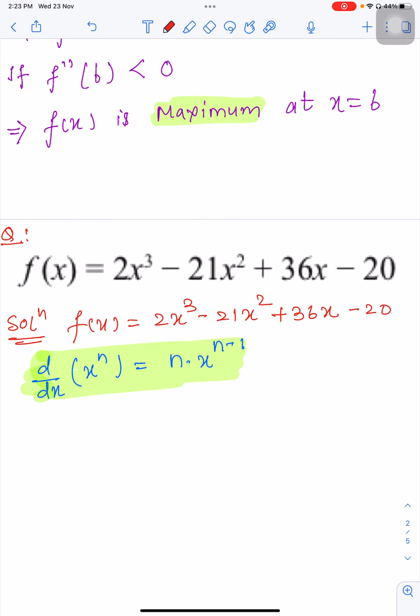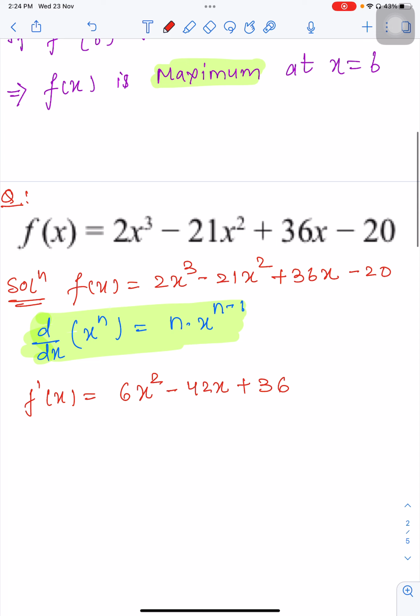Now let's start with step 2. What will be step 2? Find f dash x. So f dash x क्या होगा? इसका derivative, 2 will remain as it is. x cube का derivative 3x square using the above formula. So it will become 6x square minus 42x plus 36. Step 2 तक clear है? Now we'll do step 3. Step 3 क्या बोलता है? Equate your f dash x with what?